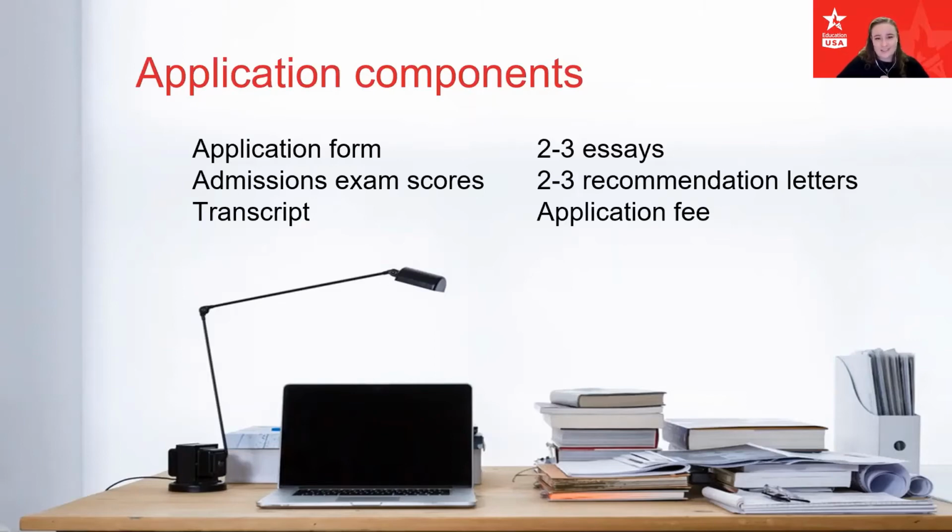So with all of that said, up on screen, we've got an overview of some of the things that might be required of you. We've got an application form, which will have more of that demographic information, name, contact details, what school you go to, things like that. You've then got admissions exam scores, which will be sent to the university by whichever organisation administered the test.